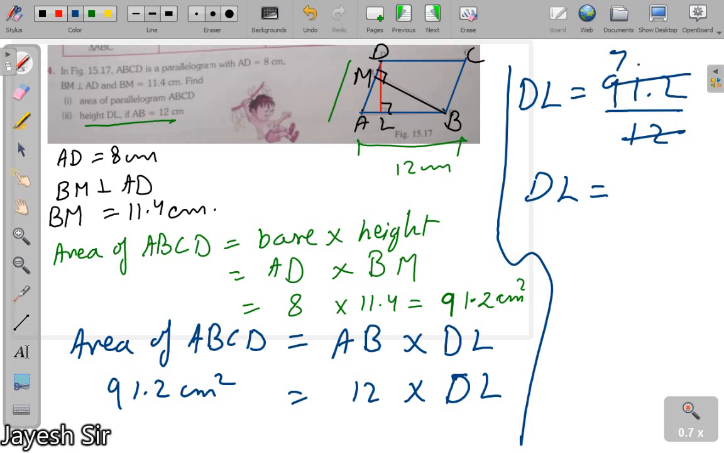Twelve sevens is 84, 85, 86, 87, 88, 89, 90, 91, 7. 12 6 is 72, so DL is 7.6 centimeter. Okay.